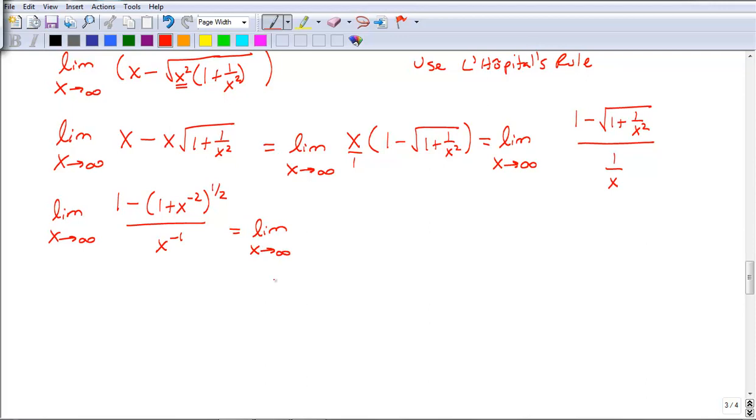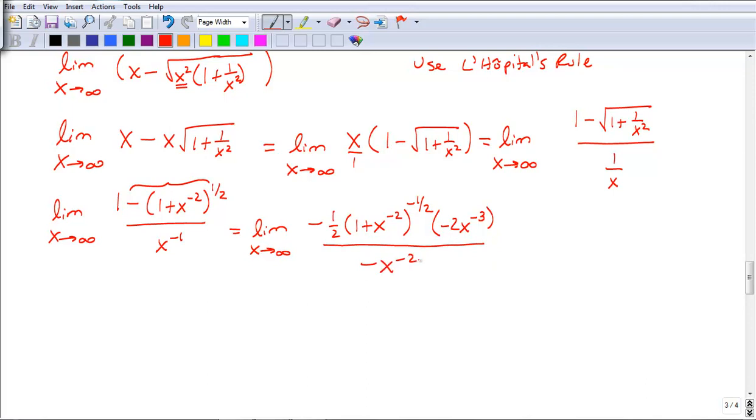The derivative of 1 is 0. To find the derivative of that piece, I'll need the chain rule. Negative 1/2, 1 plus x to the negative 2, to the negative 1/2. The derivative inside is negative 2x to the negative 3. On the bottom, negative x to the negative 2.